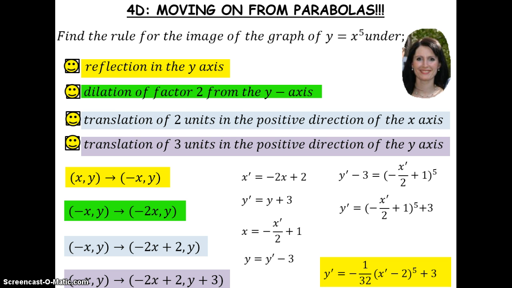Because I've taken the 2 out, I have to make sure that I take it out from the plus 1 as well, which leaves us with negative 2. So our final answer there being y image equals negative 1 on 32, open brackets, x image minus 2, to the power of 5, plus 3.